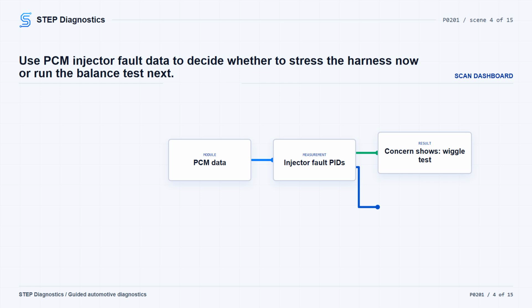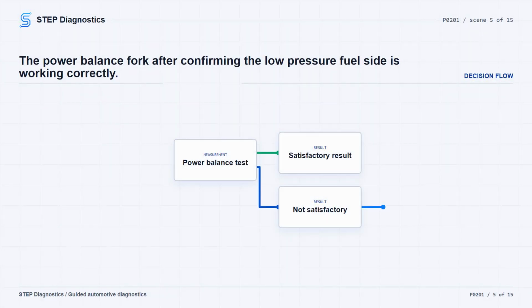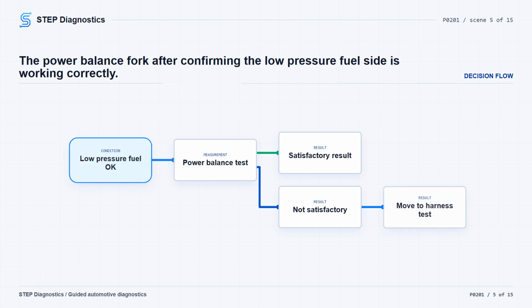For this episode, stay focused on the injector circuit that applies to P0201 rather than testing every injector on the engine. If the injector fault PID shows a concern, go straight to the harness wiggle test. If it does not show a concern, move to the power balance test next. Before judging the injector, verify the low-pressure fuel system is operating correctly, then run the power balance test. If that scan tool test is not available on the vehicle, do not stop the diagnosis there. Continue to the next step.